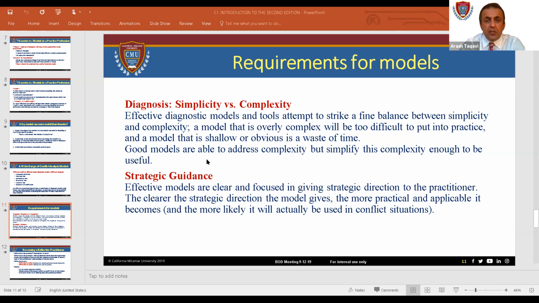So for strategic guidance, effective models are clear and focused in giving a strategic direction to the practitioner. It's very important to give you some strategic direction. What does it mean, a strategic direction? Luisa, what do you think about the phrase strategic direction? What is the difference between a strategic direction and operational direction, or plan-based direction, or future-based direction? Are there any major, critical differences between these phrases or not?